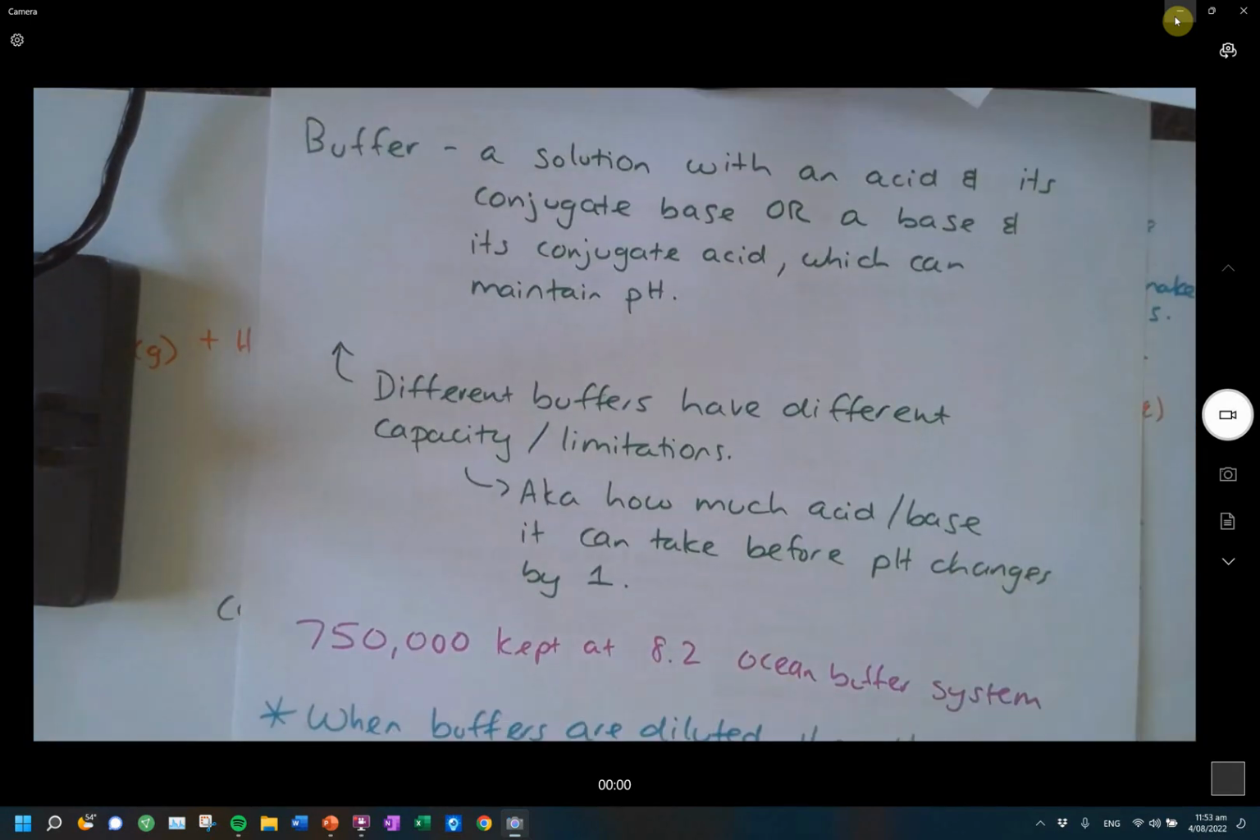Buffers aren't magical things that work forever, they have a capacity. When we hit the capacity of that buffer, it then changes pH. And so we are starting to hit the capacity, is what's happening.